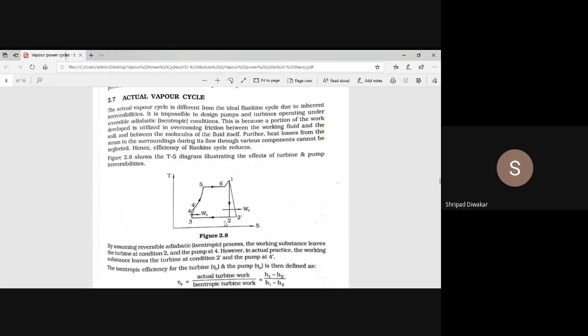So 1 to 2 is your ideal expansion in the turbine. 2 to 3 is your condensation in the condenser, that means it is a heat rejection. 2 to 3 is your heat rejection. Next 3 to 4, you can see the line. 3 to 4 is called your pump work, meaning the compression process where the pressure and temperature increase for the process 3 to 4. This is the pump. First one is the boiler, next second one is the turbine.